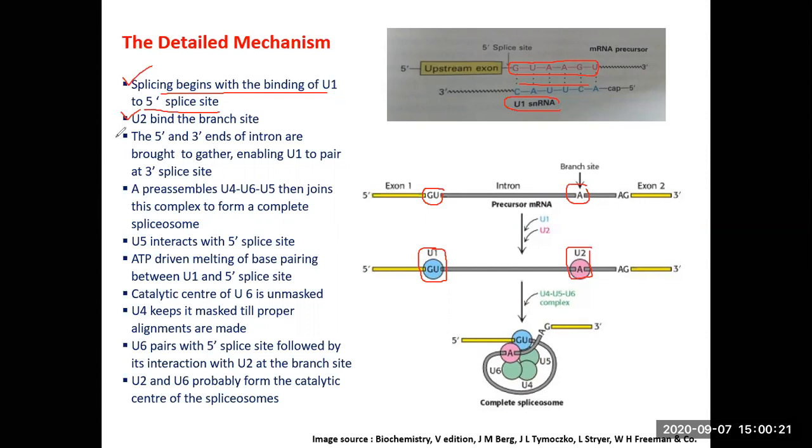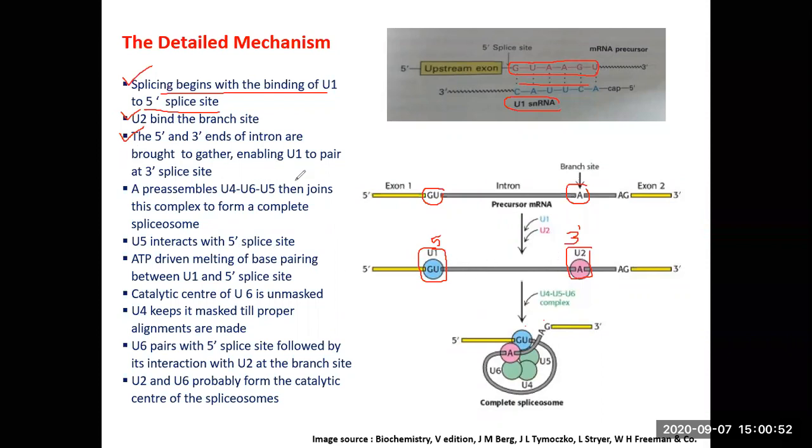Then, because of the binding of these two, the 5' splice junction and the 3' splice junction are brought together. It allows the intron to fold in such a way that the two junctions come in close vicinity to each other. This is 5' and this is 3'. Both these junctions come in close vicinity to each other after the binding of U1 and U2.